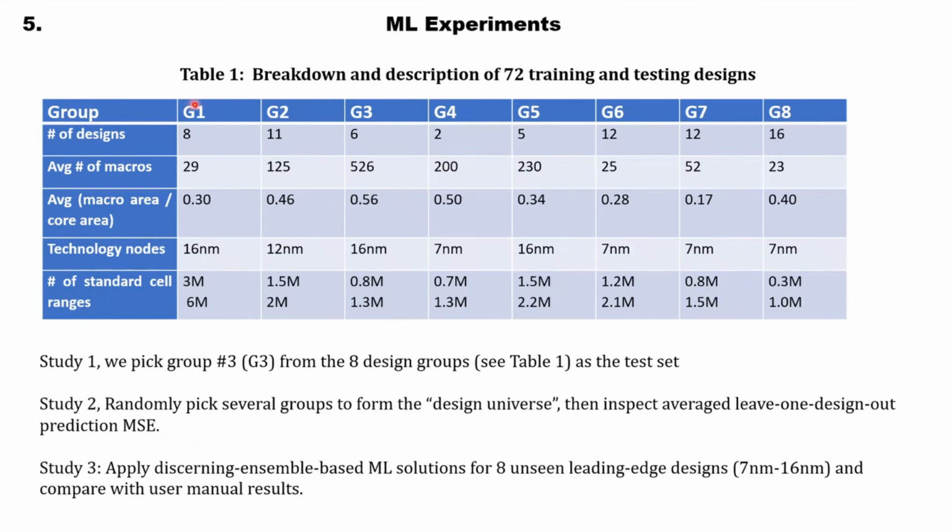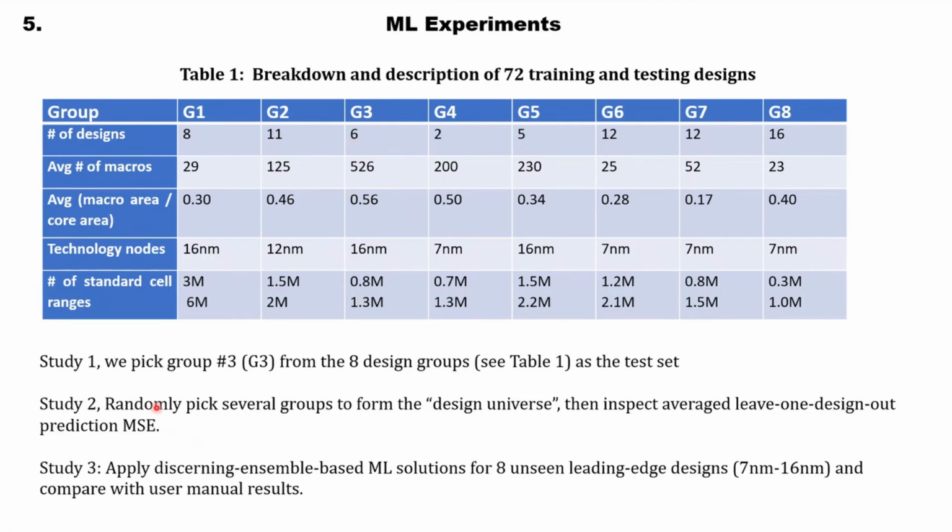Here, it shows the dataset for testing our ML approach. It has 72 designs, which form 8 design groups based on their technology node and design style, etc. We devised 3 studies to evaluate the performance of our ML solution. In study 1, we pick group 3 from the 8 design groups as a test set. The reason we pick this one is because group 3 has the highest macro area to core area ratio, which makes it the hardest group to predict.